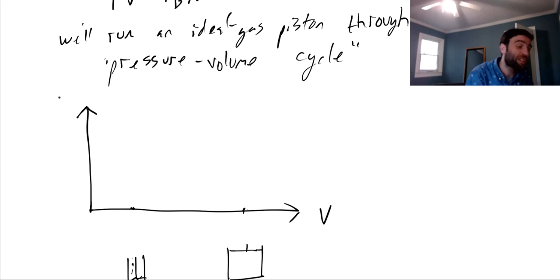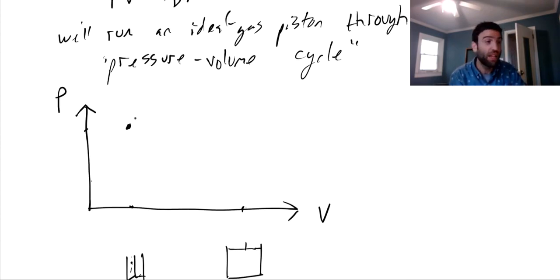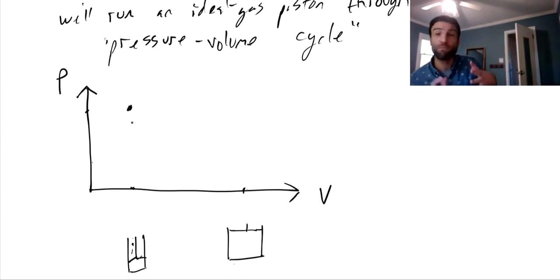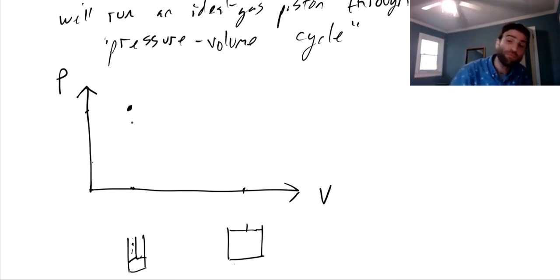And on the y-axis, I'm going to draw the pressure, right? And so, again, every point that I'm going to draw here corresponds to the piston having some volume and the gas inside the piston being at some particular pressure, right? So when I say I'm going to drive this thing through a pressure-volume cycle, what I mean is that I'm going to manipulate the piston in ways that I'll describe in just a second so that it moves around in a repeatable cycle in this pressure-volume space.